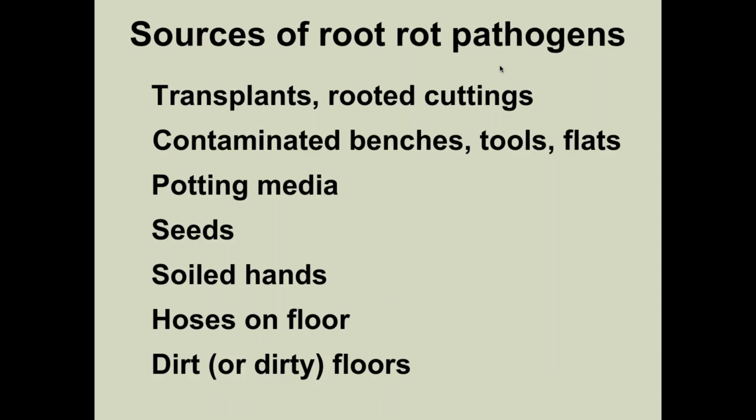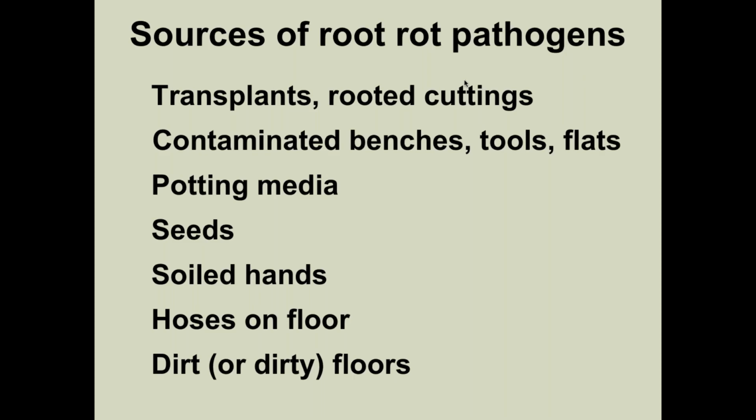So where do these root rot organisms come from? They can come on transplants, they can come on rooted cuttings. If you aren't good about sanitizing benches and tools and flats, if you're reusing flats, they can sit in any little crevice on the benches or tools. If you leave potting media bags or containers open, these pathogens can blow into that potting media. If you're storing potting media on the ground or outside and those bags rip, they can come in that way. Our root rot pathogens can come in on seed.